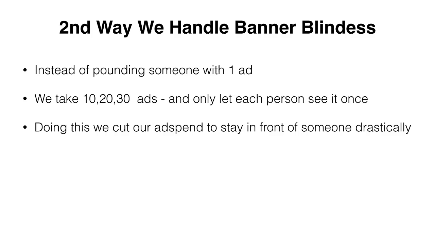So the first way that we handle banner blindness is how frequently we show our ads, right? We drop the frequency. We don't show our ads quite as much. The second way that we handle banner blindness is instead of pounding someone with one ad, we take 10, 20, 30 ads and only let each person see each ad once or twice. So doing this, we drastically cut our ad spend, what it costs to show those ads.